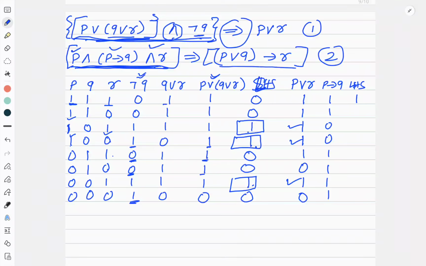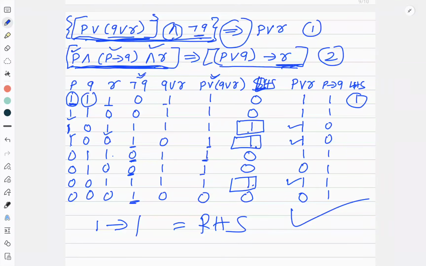Now look at this right hand side. I will write the right hand side only for the first row because only for the first row I am getting 1. So P or Q for the first one. So 1 and 1 is 1. Okay, so I have 1 implies R. R is also 1. So the answer is 1. So the right hand side is also 1. So it is logically implies. So this is how you have to do the questions of logical implication.